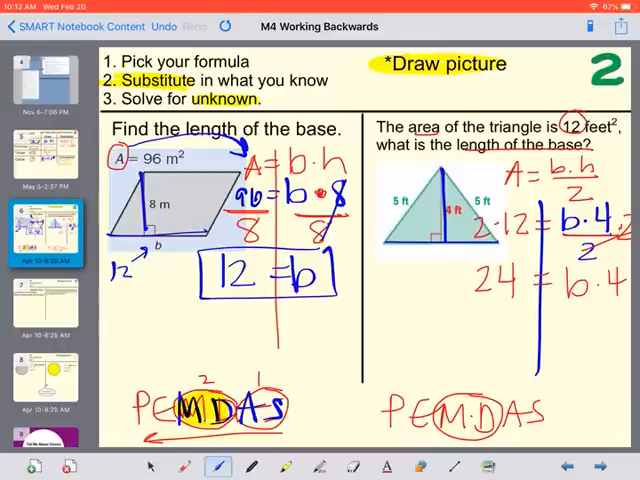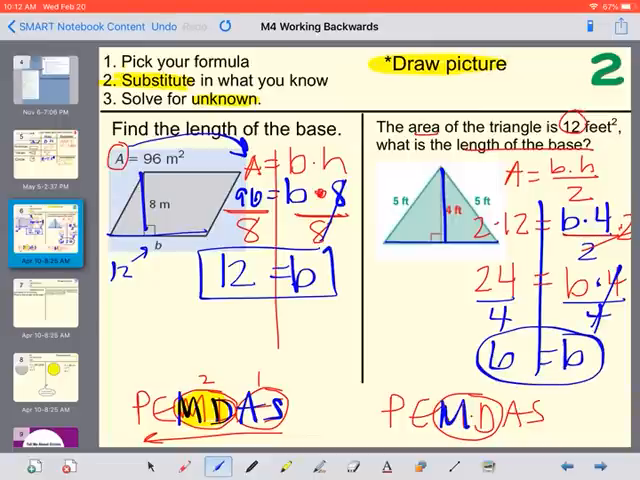And then last, the opposite of multiplying right here is divide. So we need to divide by 4 on both sides. Same thing, 4 on the top and the bottom. 4 divided by 4 is just 1, 1b or just b. And 24 divided by 4 is 6. So the base of our triangle is 6.